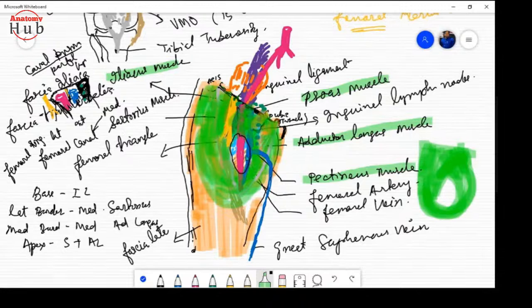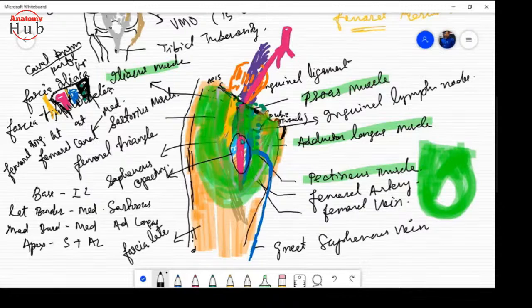Okay. Now this opening is known as your saphenous opening. Why the saphenous opening? Because the great saphenous vein ascends upward and drains into the femoral vein. So only the saphenous vein passes through this saphenous opening and drains into the femoral vein.